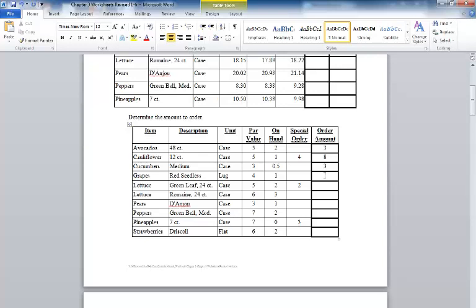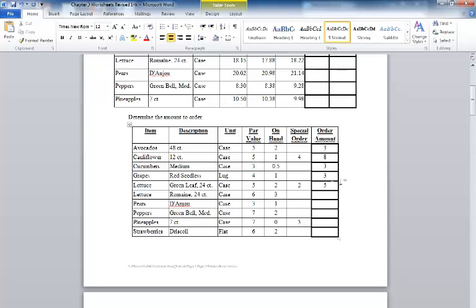For grapes, I have a par value of 5. I have 1 on hand, so I order 3. And for green leaf lettuce, I have a par value of 5. I have 2 on hand, so I need 3. But I also have a special order of 2, so I order 5. And I'll keep doing this for the rest of these orders that I have.